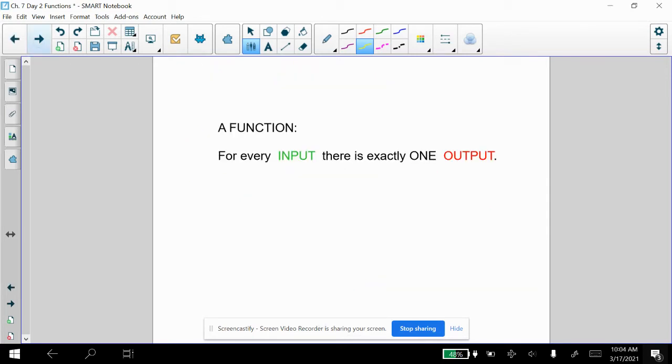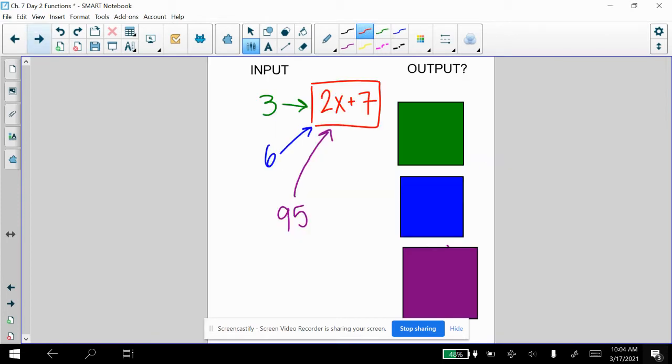So remember, a function means that for every input, that's my independent variable, my x, I am going to get exactly one output or one y value. So when we think about this, if we have this function, we could call this f of x equals 2x plus 7. What happens when I plug in each of these inputs?